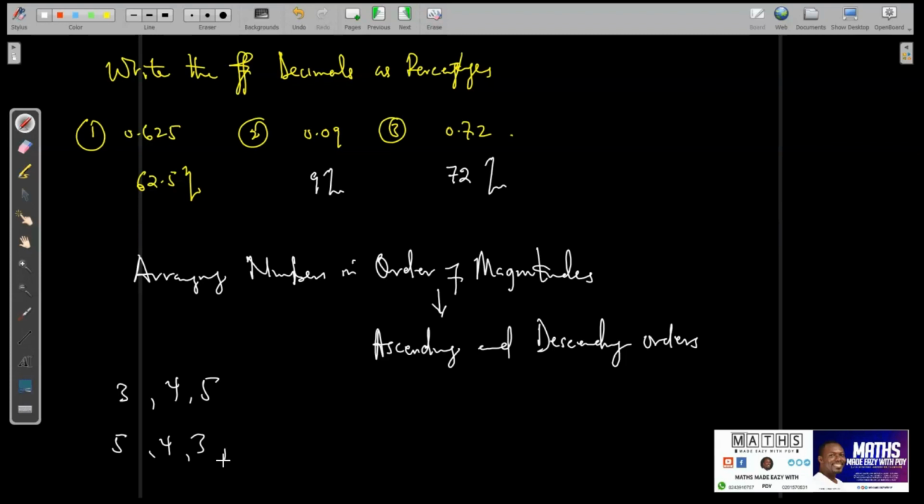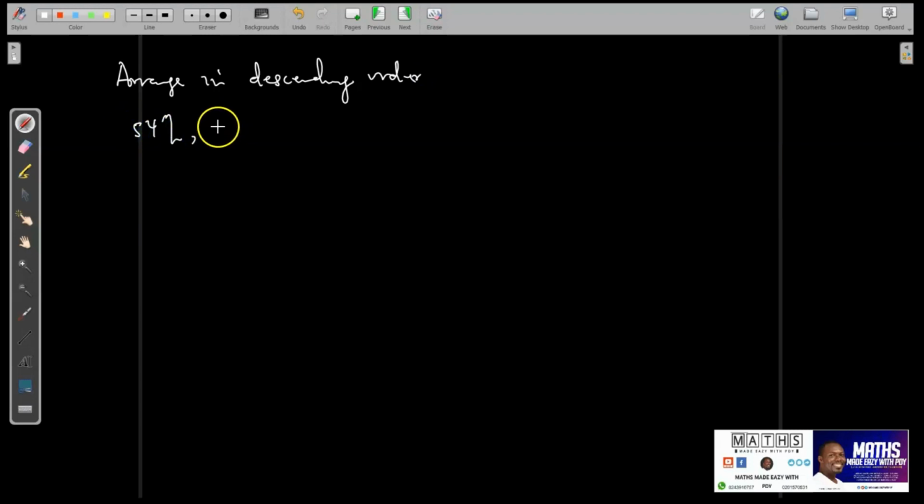So let's take the first example. Arrange in descending order. So we have the numbers as 54%, 5 on 4, 0.52.